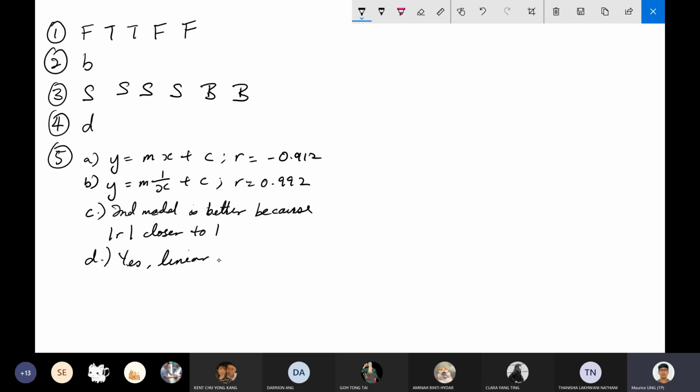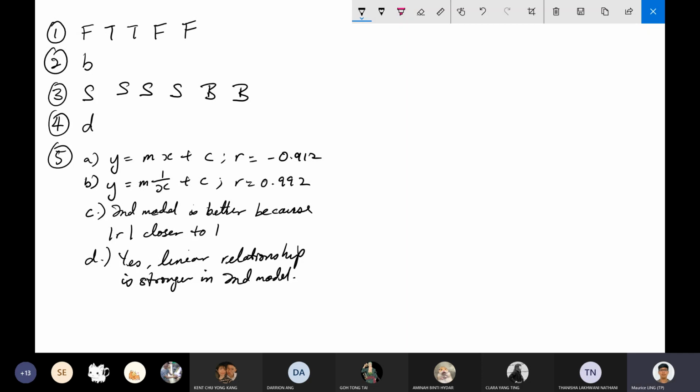scatter plot shows a linear relationship is stronger in the second model. Okay.